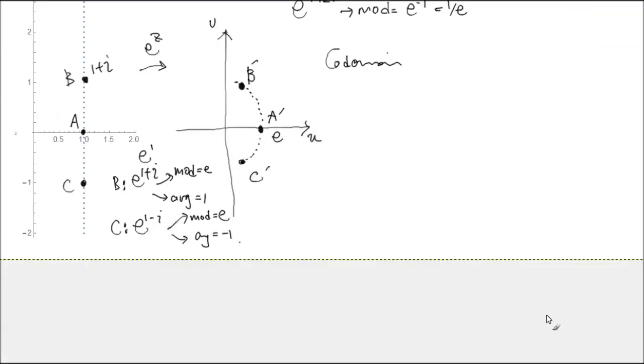So how was it? You managed to plot a couple of points? I looked at this 1, that goes to e, definitely. I looked at this point there, 1 plus i. The modulus is e to the first, still e.